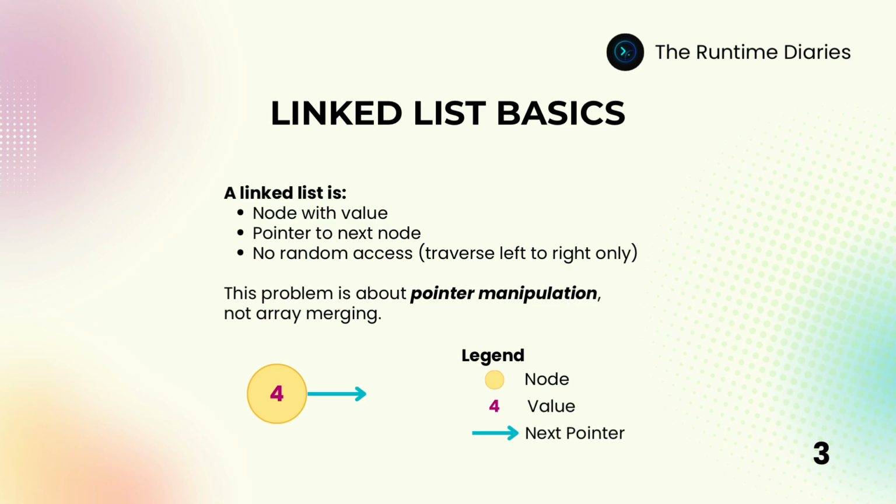Unlike arrays, linked lists don't support random access. You can't just jump to the fifth element. You have to start at the head and walk forward, following the next pointers one by one. This is why pointer manipulation matters so much in linked list problems. You're constantly rewiring these next pointers to build new structures.